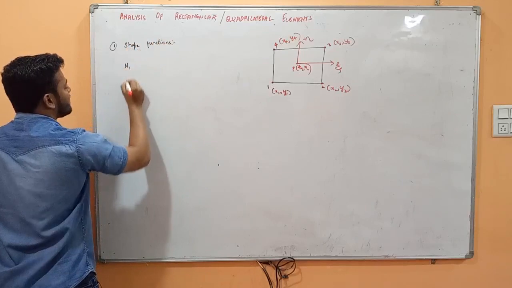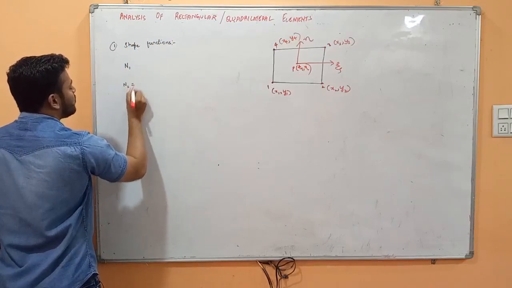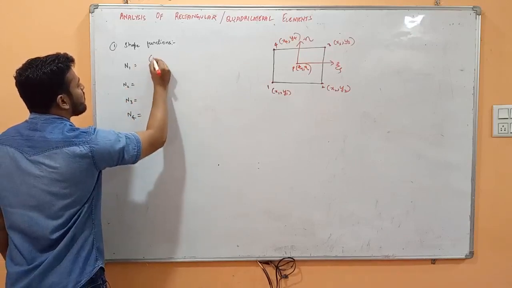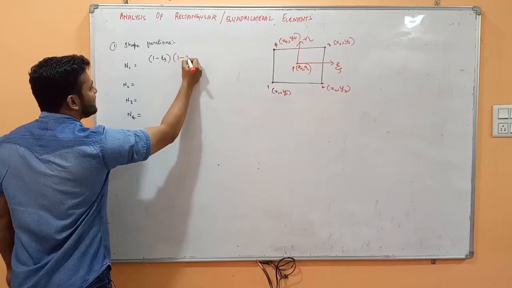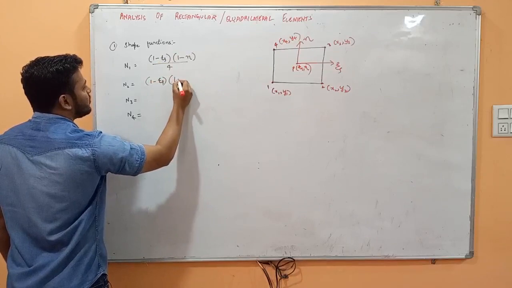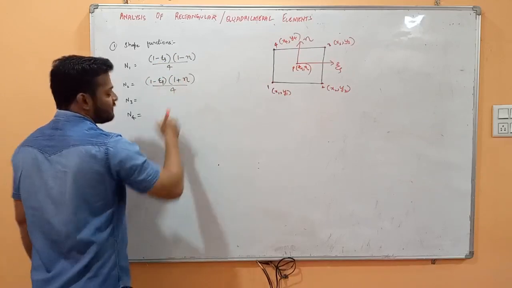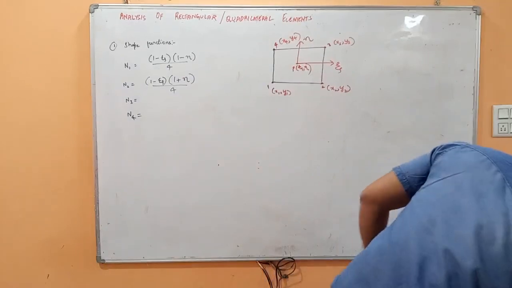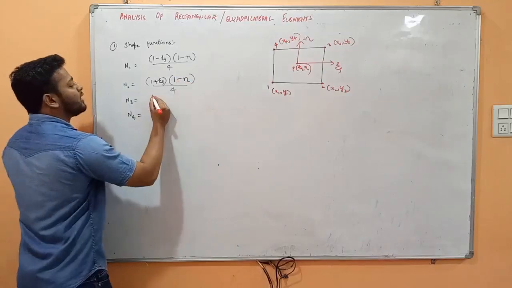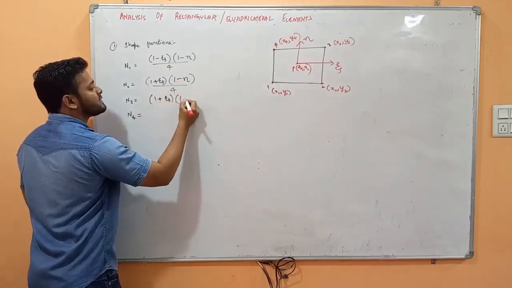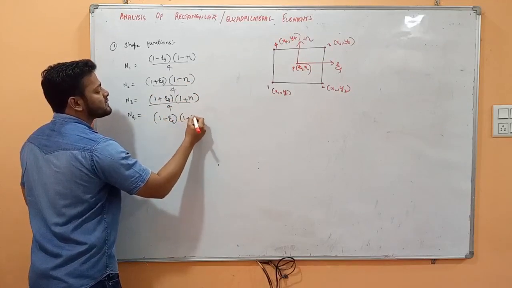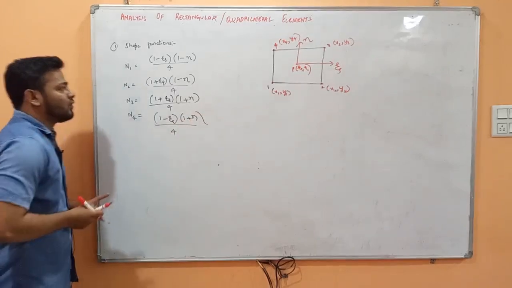So shape functions are N1, N2, N3, N4. So N1 is (1 minus xi) into (1 minus eta) by 4, N2 is (1 minus xi) into (1 plus eta) by 4, then plus and minus, plus here and minus here, and this is (1 plus xi) into (1 plus eta) by 4, and this is (1 minus xi) into (1 plus eta) by 4. See how to remember these formulas.